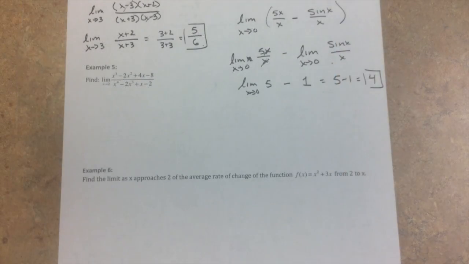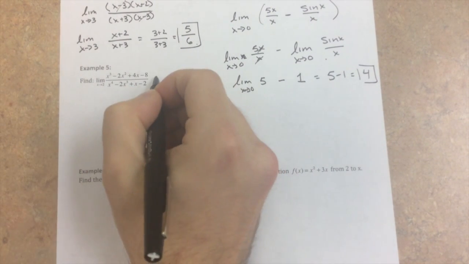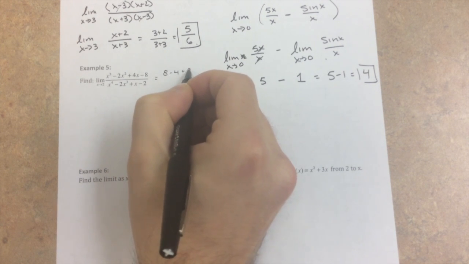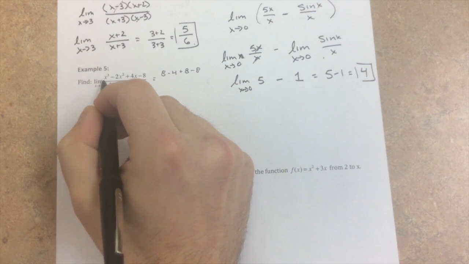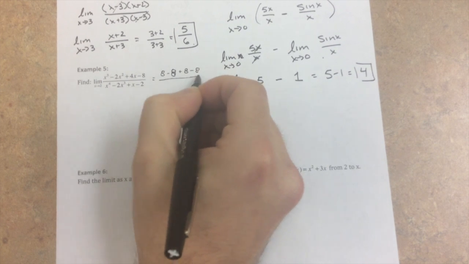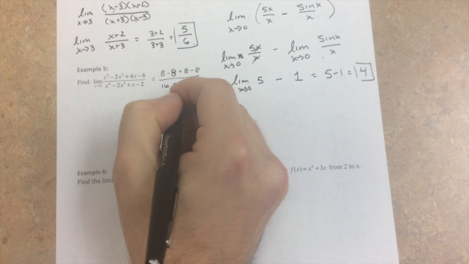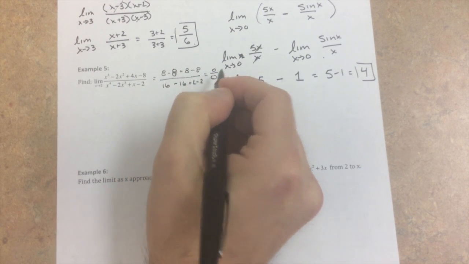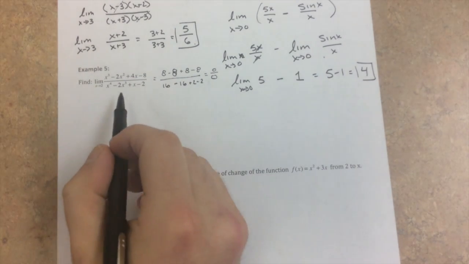Moving on. So example 5, we want to find the limit. If I plug in 2 here, I get 8 minus 4 plus 8 minus 8. Let's just double check. 4 times 2, that's 8. Yep. Over, if I'm guessing, this is going to be 16 minus 16 plus 2 minus 2. So again, I get 0 over 0. So I have to do some simplification.